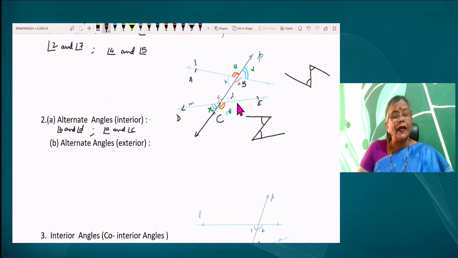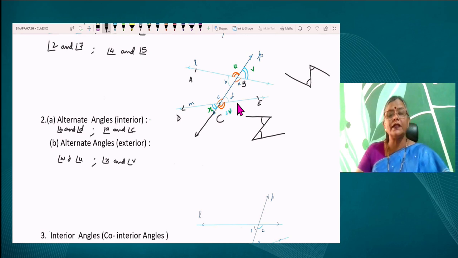Now the next is alternate angles but exterior. Exterior means it's opposite. Take the vertically opposite angle of C. It's going to be outside. These A, B, C, D are interior angles, but U, V, W, X are exterior angles. So C and W are exterior to each other. A and U are vertically opposite angles, so they are exterior to each other. Which pairs of angles are they? It is angle W and angle U. Likewise, angle X and angle V. They are the set of exterior alternate angles. So this is one thing.